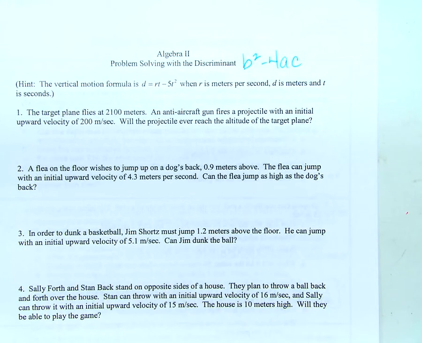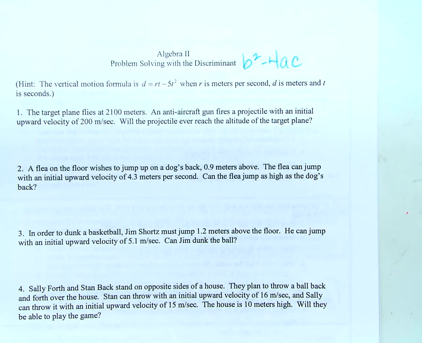So, there is a hint at the top of the page. We're going to need to use that for sure. The vertical motion formula is D equals RT minus 5T squared, where R is meters per second, D is meters, and T is seconds. When we talk about distance, I need to make sure you understand that we are talking about vertical distance. Another way to say that is distance above the ground, or distance from where you started, I guess I should say.